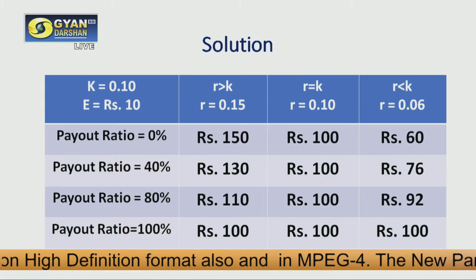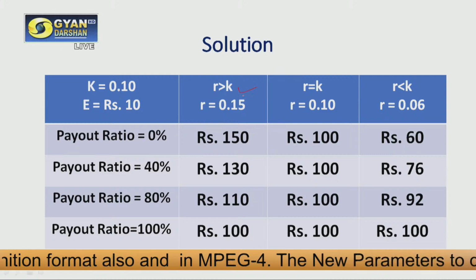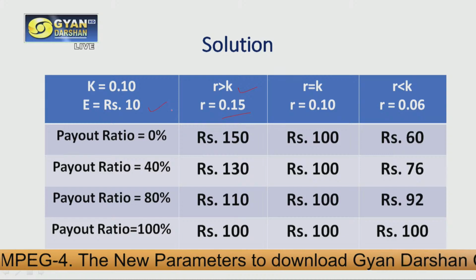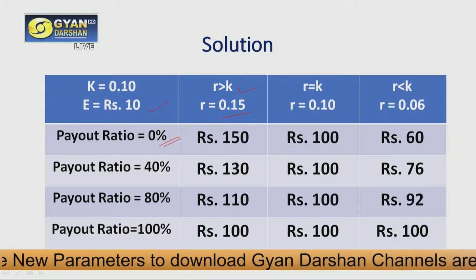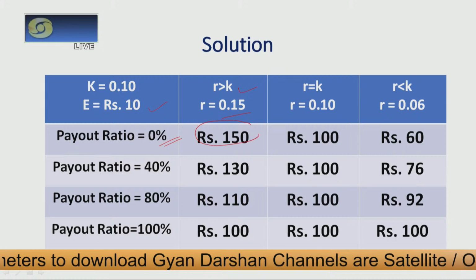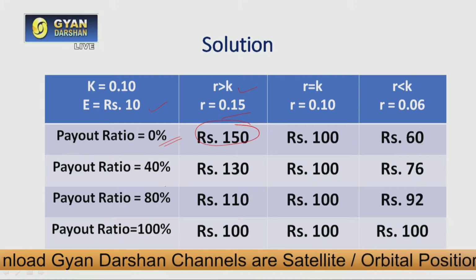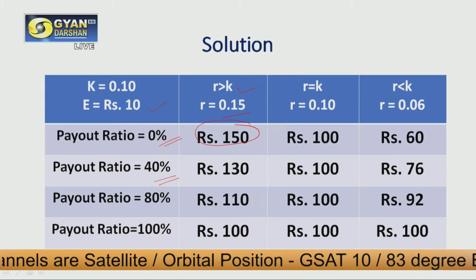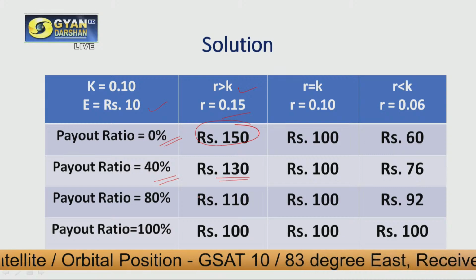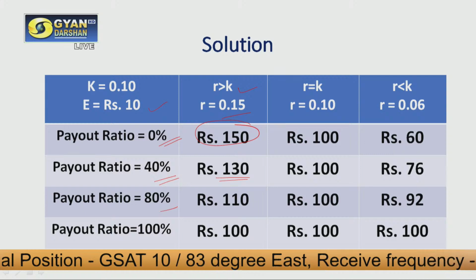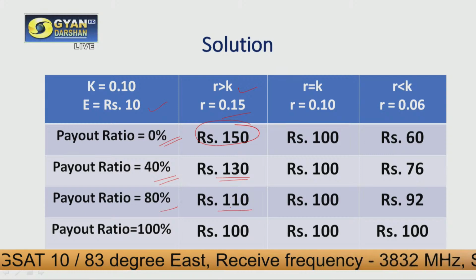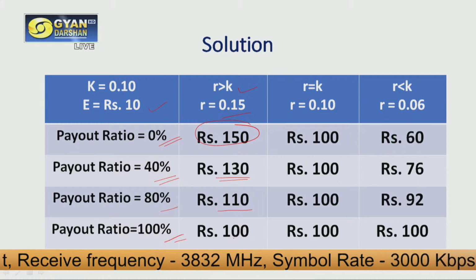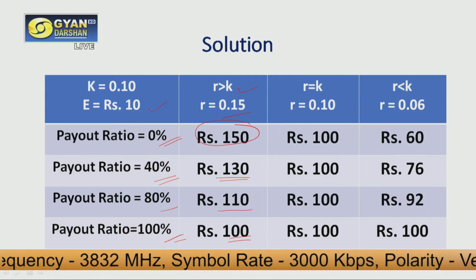So in the first case, wherever R is more than K, that means our R is 15%, K is 10%, EPS is rupees 10 and payout ratio is 0. In this case, the price of share is rupees 150. Similarly, when we do the calculation for 40%, the price of share is 130 rupees. When we do the calculation for 80%, the price of share will become 110. And when our payout ratio is 100%, the price of share will become 100 rupees.